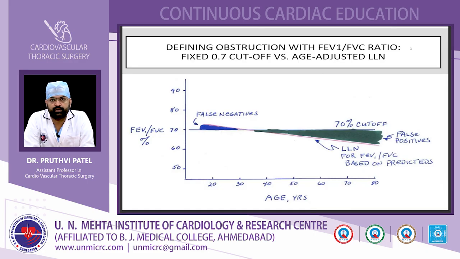So defining obstruction with the FEV1 to FVC ratio is fixed; we consider 0.7 the cutoff. But sometimes there will be some false negatives and false positives near 0.70, because some patients will have a small body surface area, height, and ethnicity, but will be normal according to healthy individuals of their group. So we have to take the lower limit of normal.